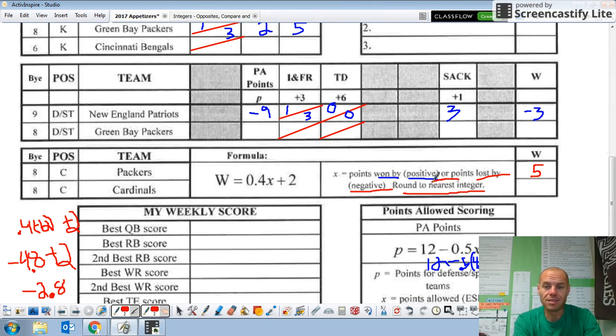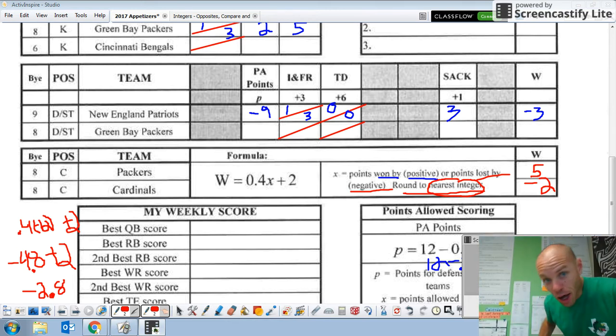I want you to round to the nearest integer. However, you might think that negative 2.8 is closer to negative 3 than it is to negative 2. I actually want to help you out, and I want to round this to negative 2. So I want to go towards the positive side if it's a negative. So on this one here, I'm going to write down negative 2. So that is how you do your coaches. All right, and I'll have one more video for you in just a moment.